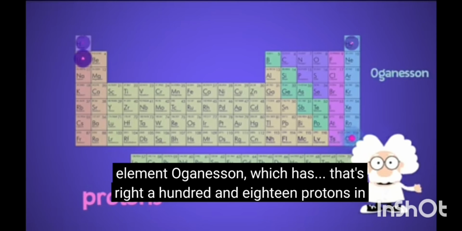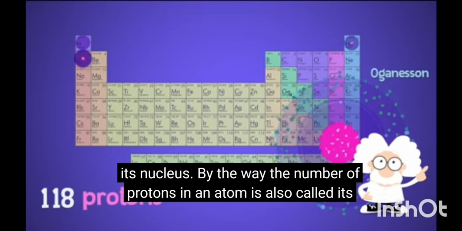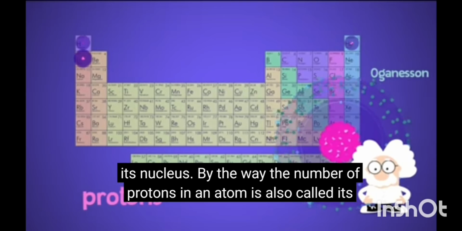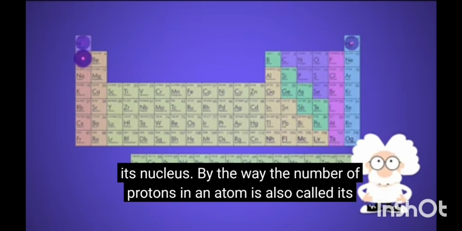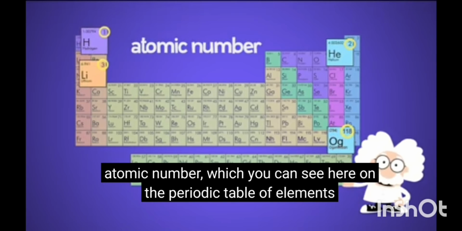Oxygen, which has, that's right, 8 protons in its nucleus. By the way, the number of protons in an atom is also called its atomic number, which you can see here on the periodic table of an element.